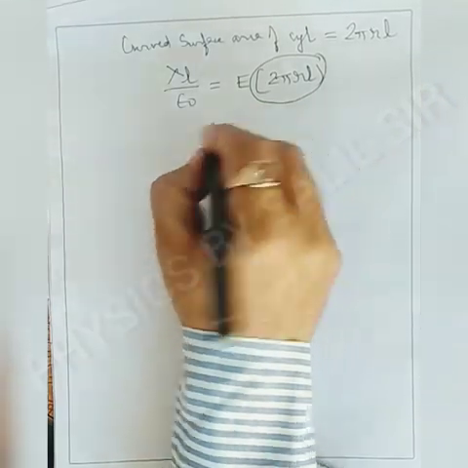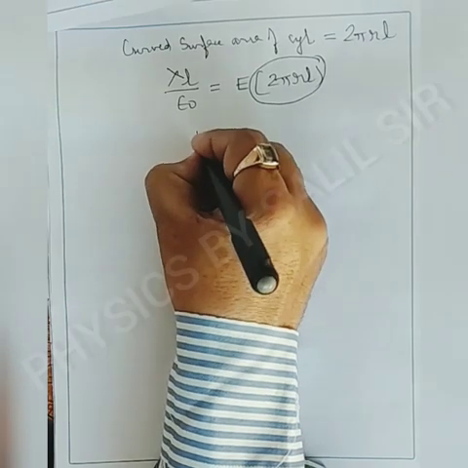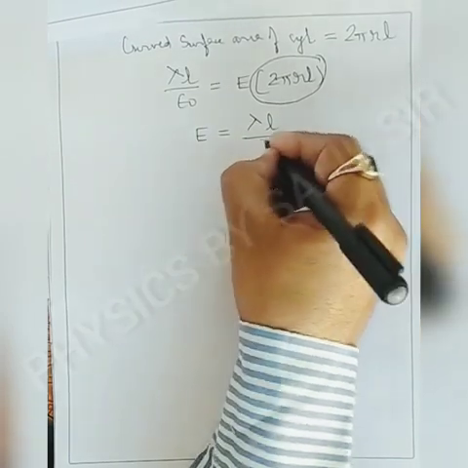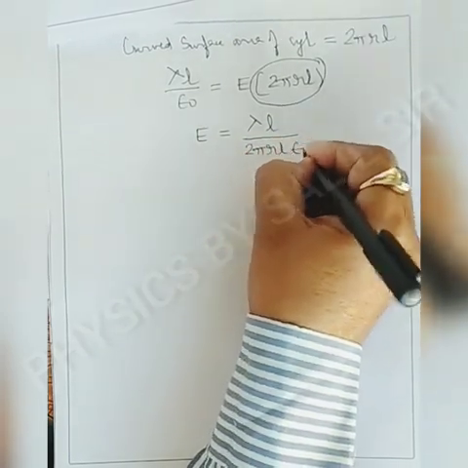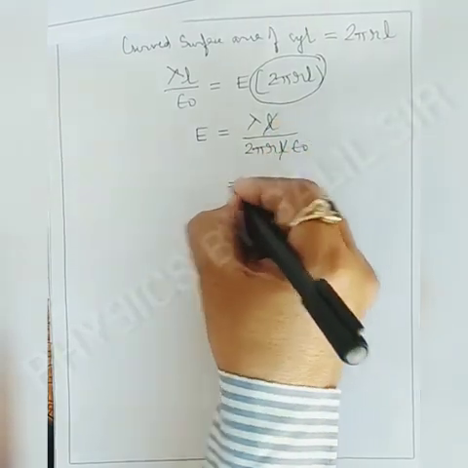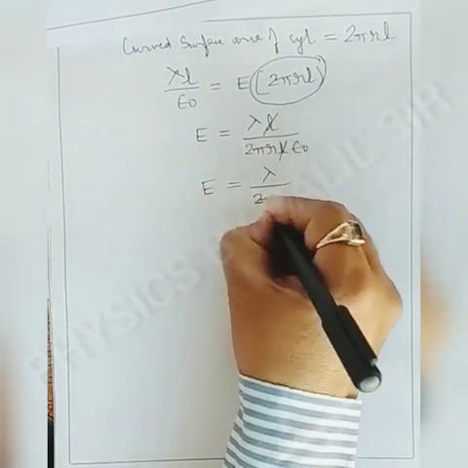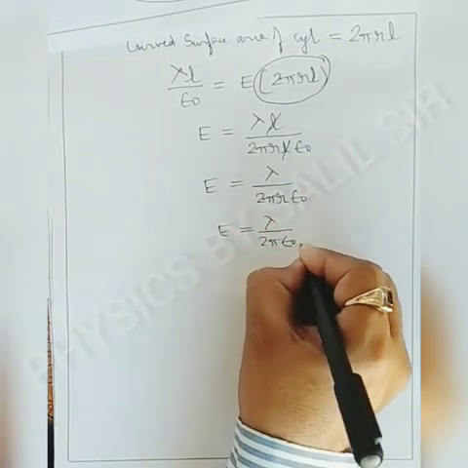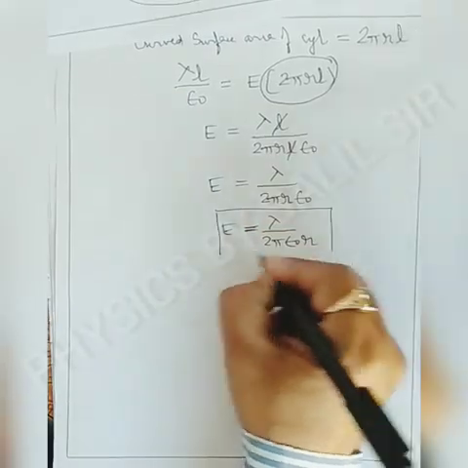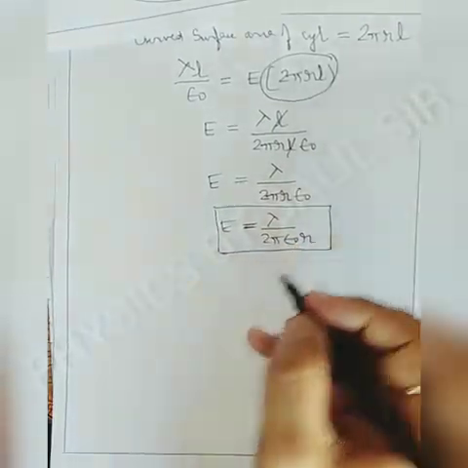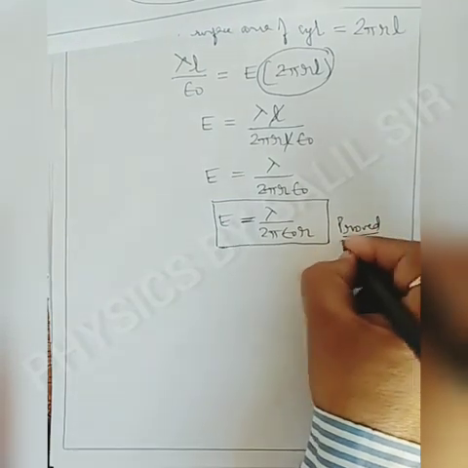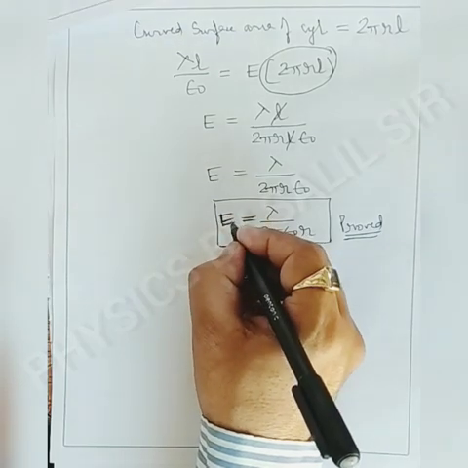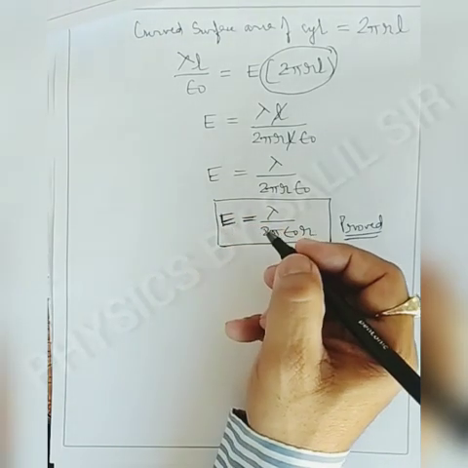Now we can write E is equal to lambda L upon 2 pi r L epsilon naught. This small l will be cancelled. E will be equal to lambda upon 2 pi r epsilon naught, or we can write it as lambda upon 2 pi epsilon naught r. This you have to remember. This is proved. This is the total electric field intensity for the line charge.